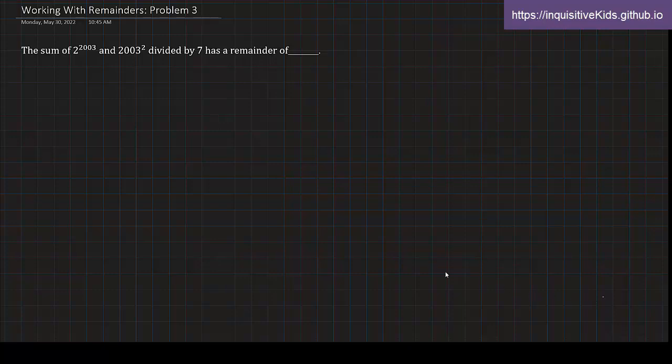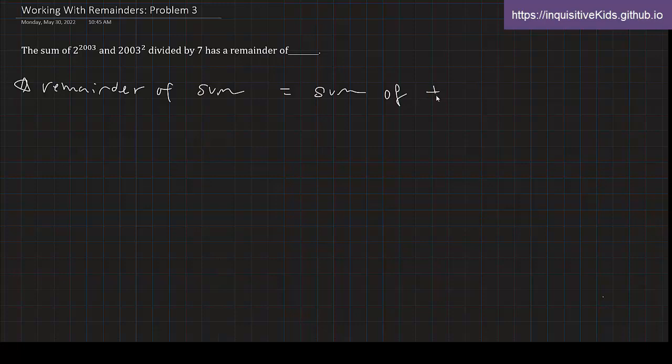Problem 3. The sum of 2 to the 2003rd power and 2003 to the second power divided by 7 has a remainder of what? So, first I want to go over one of the properties we went over. The remainder of a sum will always be equal to the sum of each of the remainders.